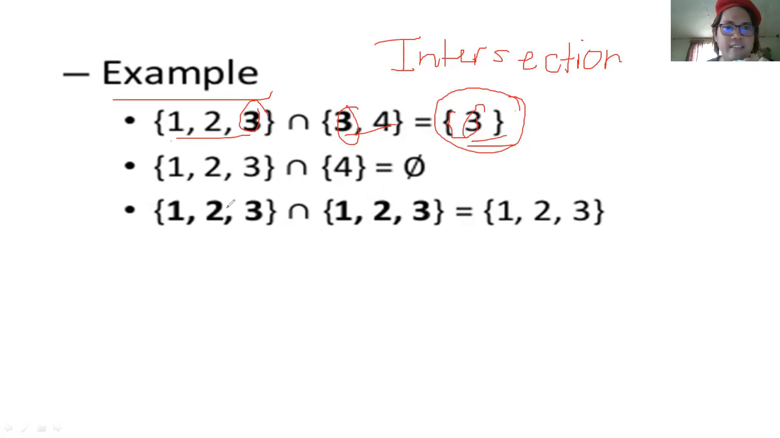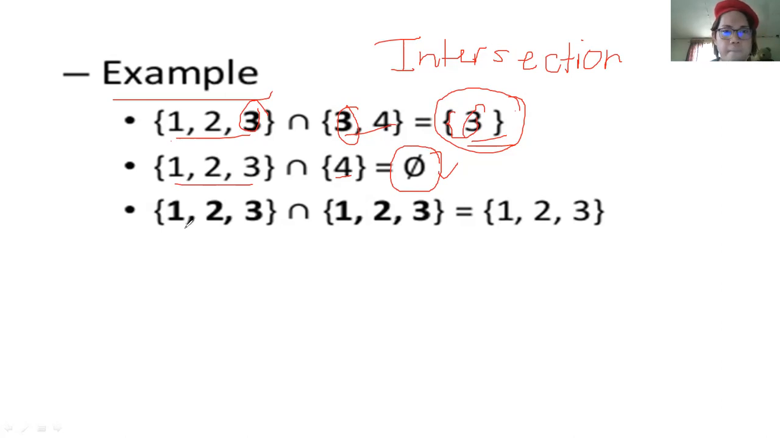Another thing also, class, another example: {1, 2, 3}, a set containing the elements 1, 2, 3, and also a set containing the element 4. So what's their intersection? Is it possible that there is no common element? Yes, it's possible, as you can see in example number 2. If there is no common element, then the sets are said to be disjoint. Their intersection is a null set since there is no common element between the two sets.